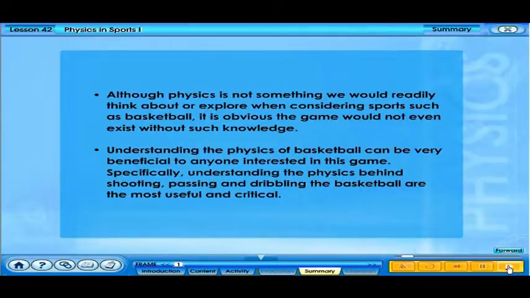Although physics is not something we would readily think about or explore when considering sports such as basketball, it is obvious the game would not even exist without such knowledge. Concepts of physics can be applied to explain scientifically about any games or sports.